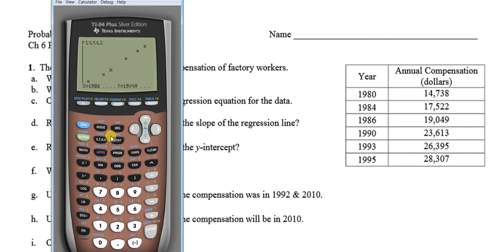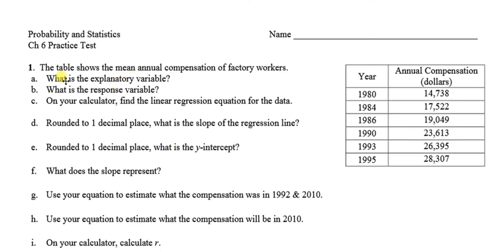And now to get the answers to the questions on the practice test, let me minimize that for a second. First of all, what's the explanatory variable? Well, the year is the explanatory variable, and my annual compensation, I'll just put a dollar sign to abbreviate since I'm writing with my mouse, is the response variable. So whatever year it is, it's going to determine what our annual compensation is.